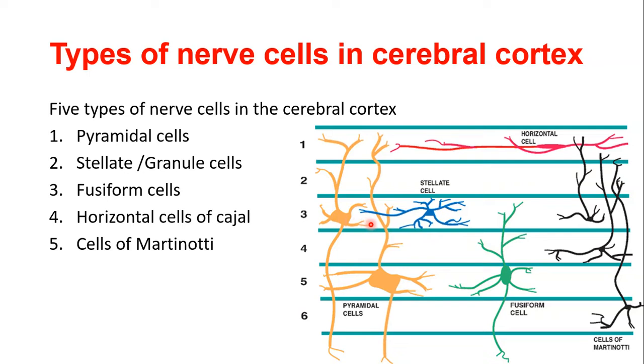And number 2 is the stellate cell. This is the stellate cell, which is blue in color, and the fusiform cell, which is green in color. And then number 4 is the horizontal cell. This red cell is the horizontal cell. And then the cells of Martinotti. These black colored cells are the cells of Martinotti.